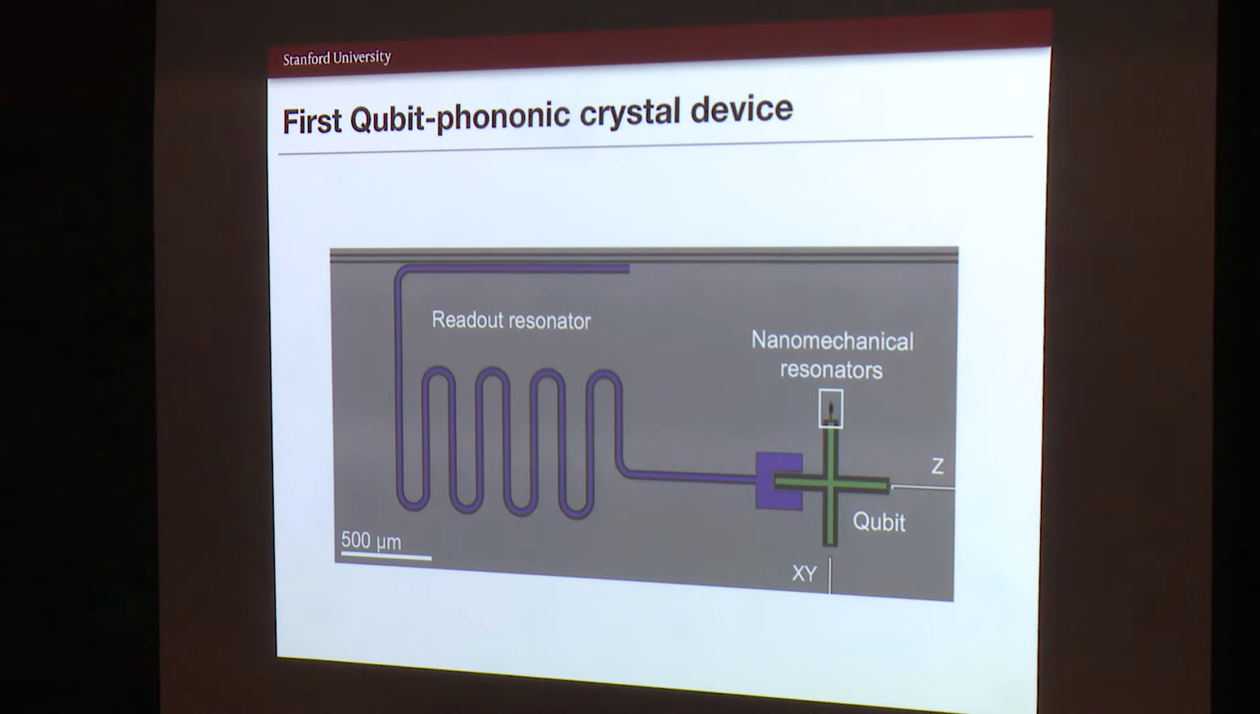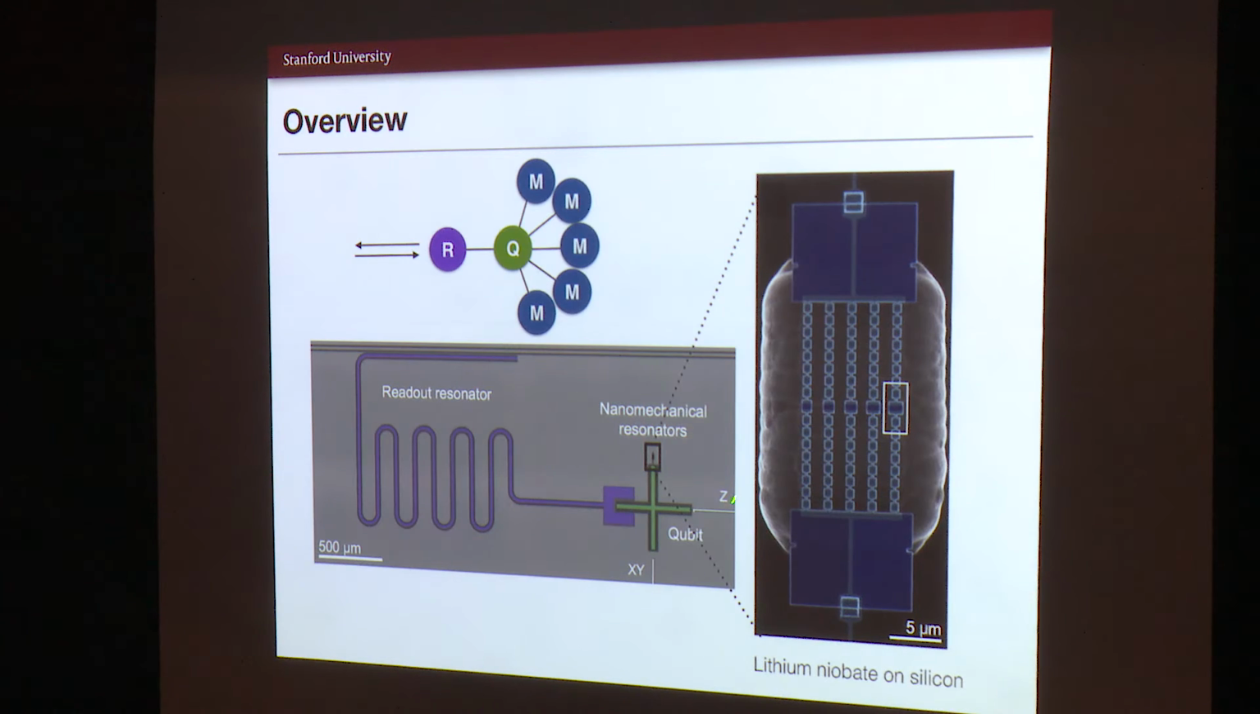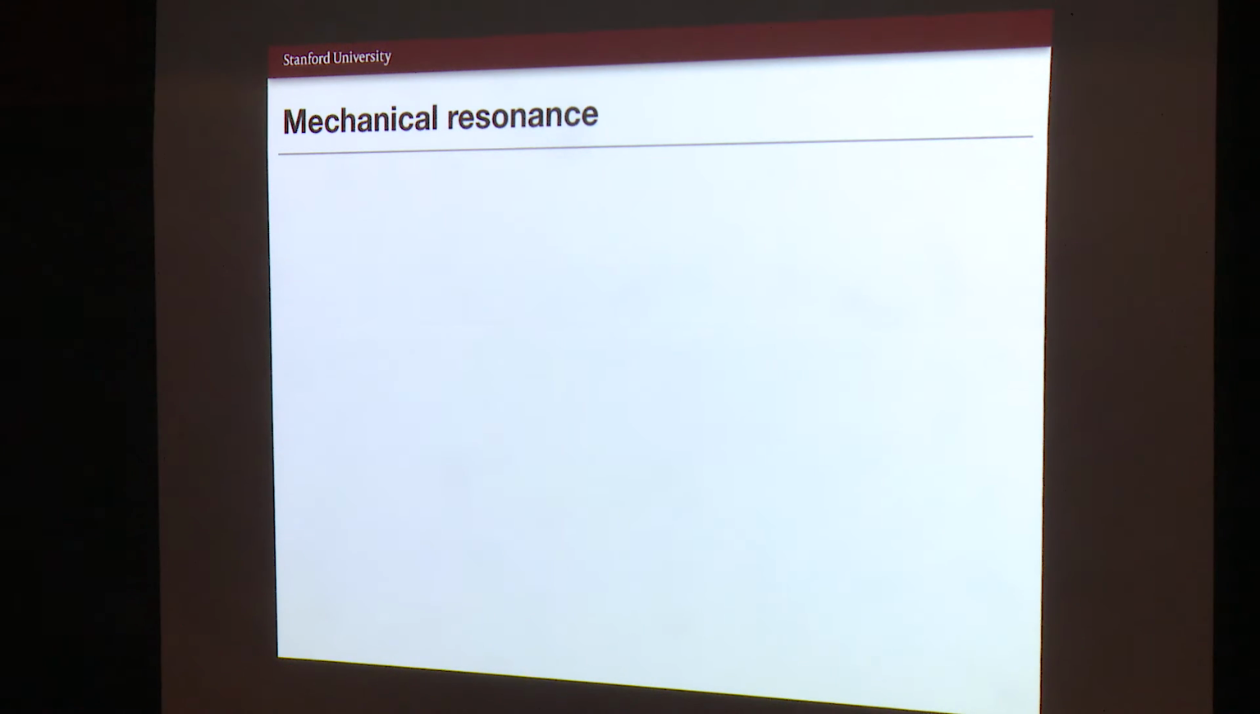Okay, so this is our first device. It's a qubit. These are control lines that I talked about. This is a readout resonator, and it's coupled to a bunch of mechanical resonators. So under an SEM, it looks like this. We have a thin film of lithium niobate with multiple resonators, and our qubit is coupled to these 5 mechanical modes, one mode inside each of these defect sites.